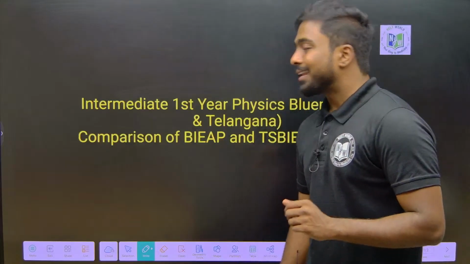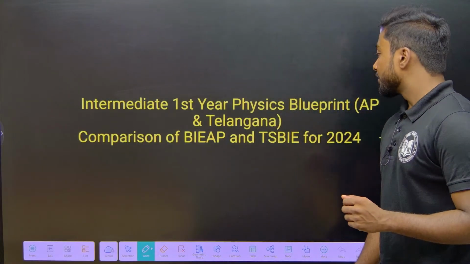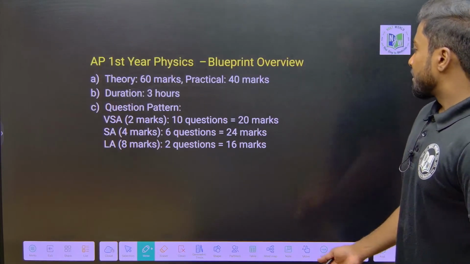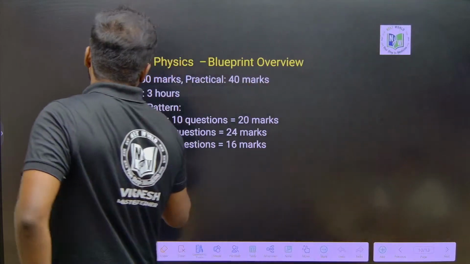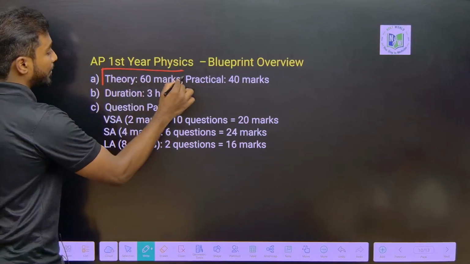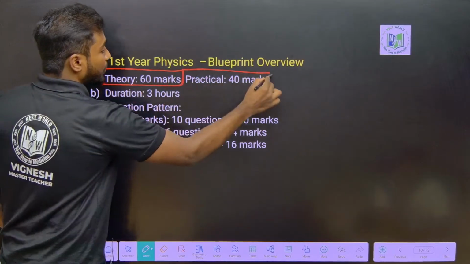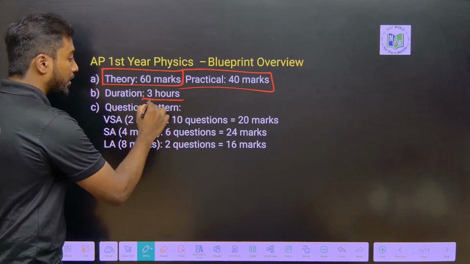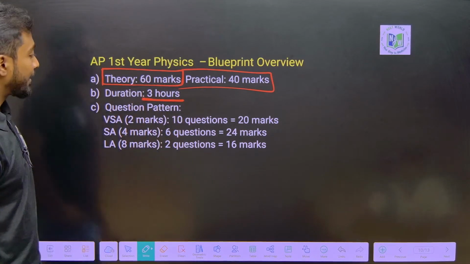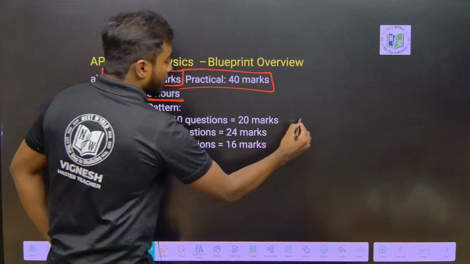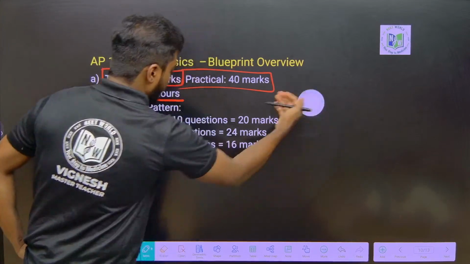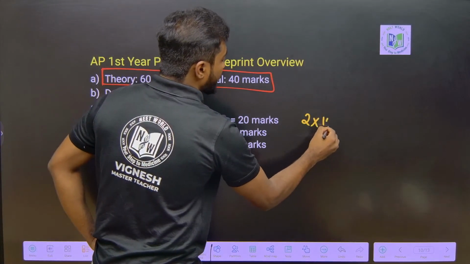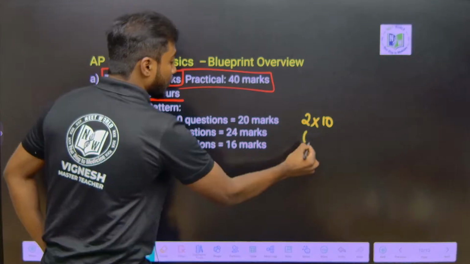When we talk about the 11th, that is intermediate 11th physics of AP and Telangana, first thing, the same: theory 60 marks and practical 40 marks. The duration is the same, 3 hours, and if I see the pattern now, 10 mark question, and then 6 4-mark questions.